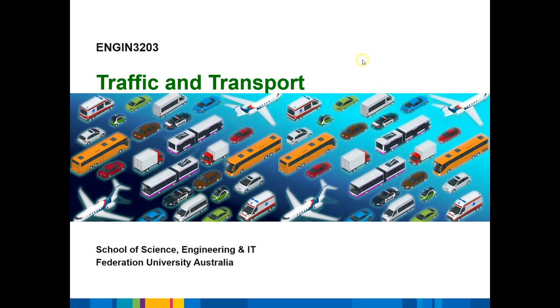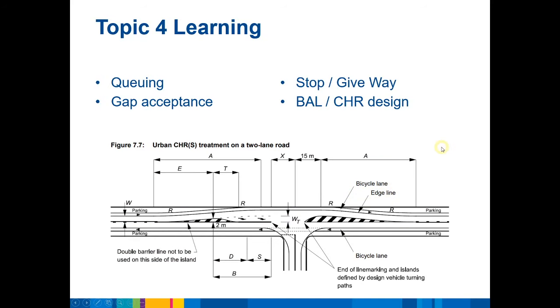Let's make sure I'm picking up the right slide. Yep. So this next lecture we're talking about queuing and gap acceptance. We're also going to be talking about the design of intersections. So just some intersection basics. That is to say, not doing the full three-dimensional design. We're just going to be looking at the two-dimensional layout for typical intersections. We'll also look a little bit at stop and give-way conditions. We'll look at what is a BAL and what is a CHR, so it's a basic auxiliary left turn or channelized right turn design, and some of the other general theory that goes into this.